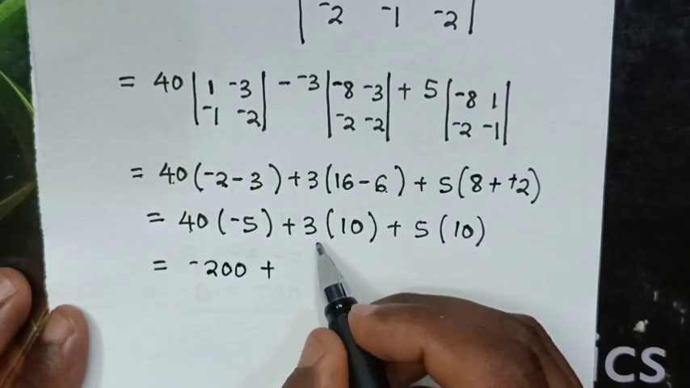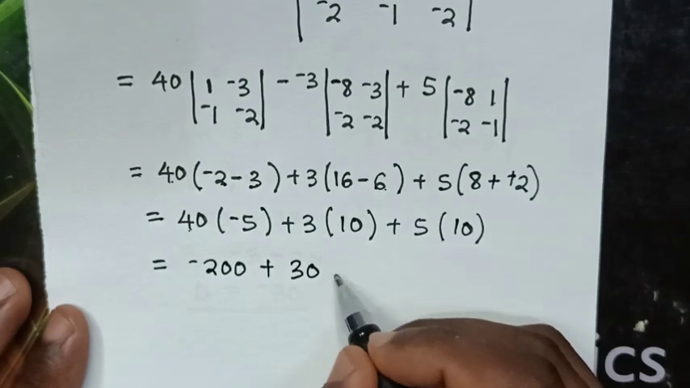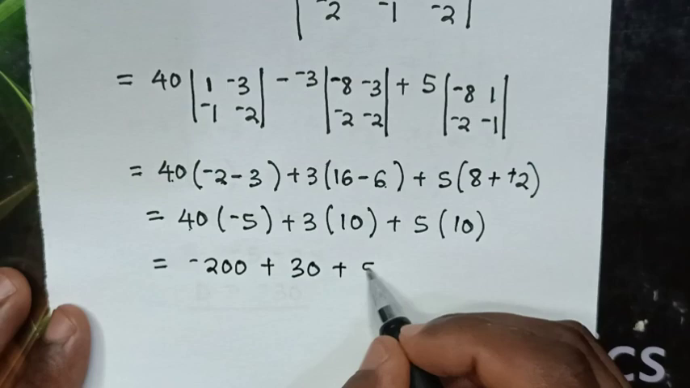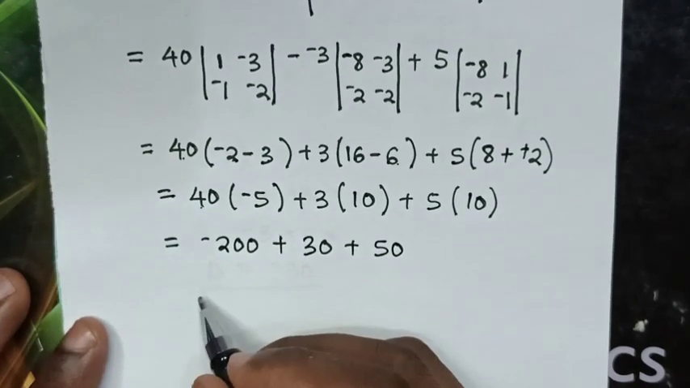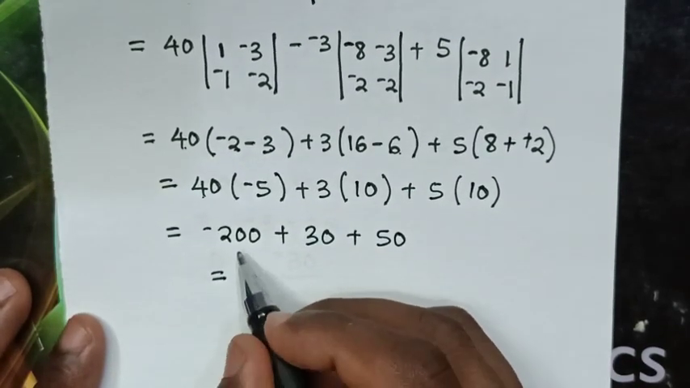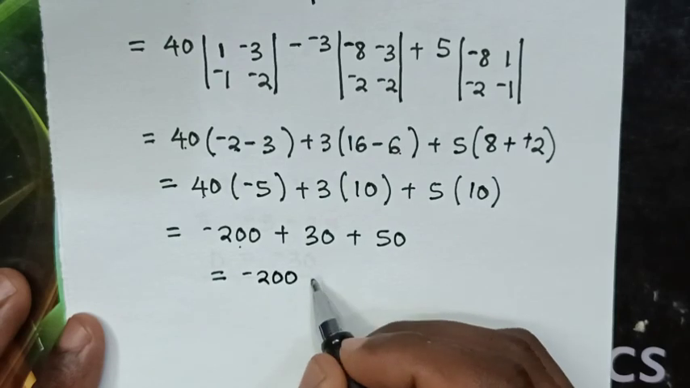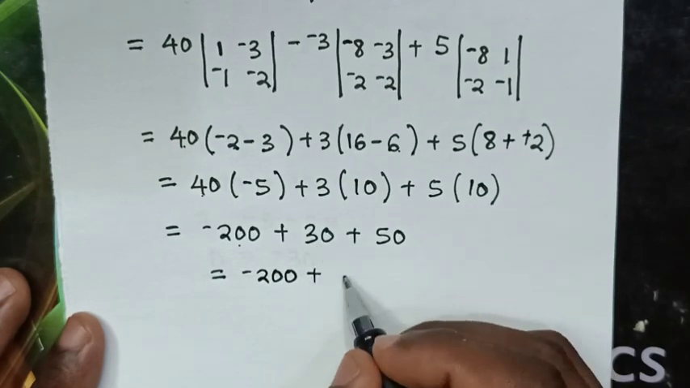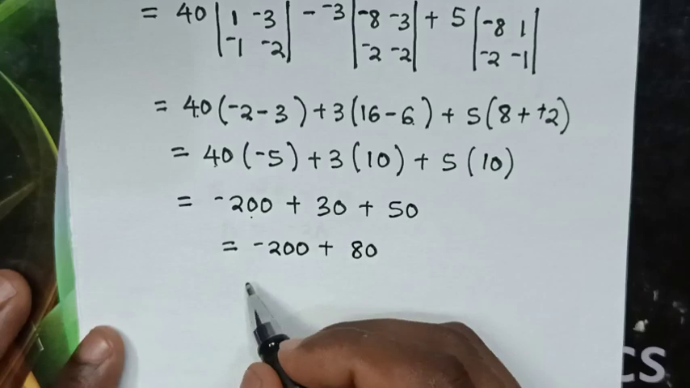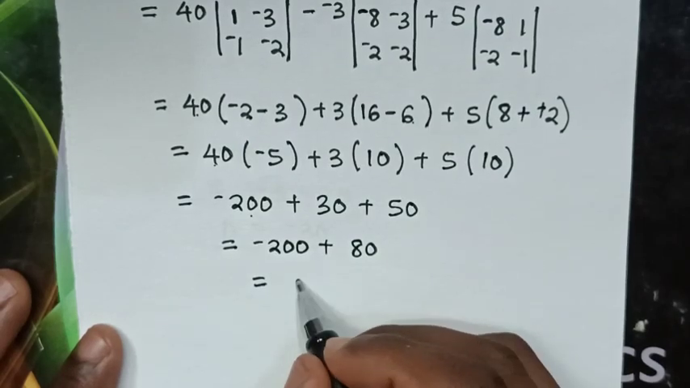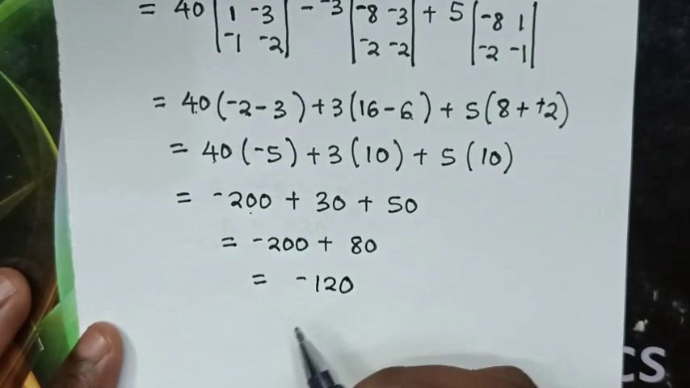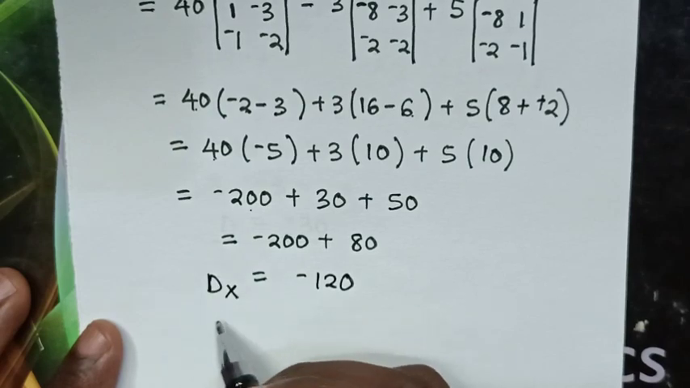Then plus 3 times 10 is 30. Then plus 5 times 10 is 50. Then it will be equal to this negative 200, then plus 30 plus 50 is 80. Then it will be equal to this plus this is negative 120. So this is the value of dx.